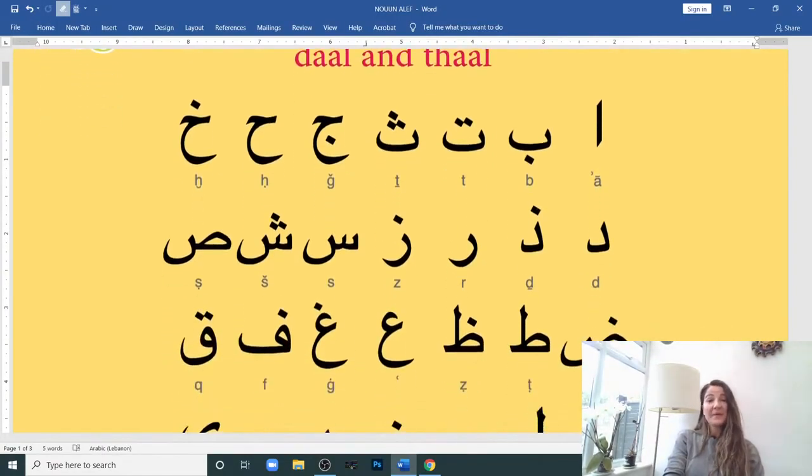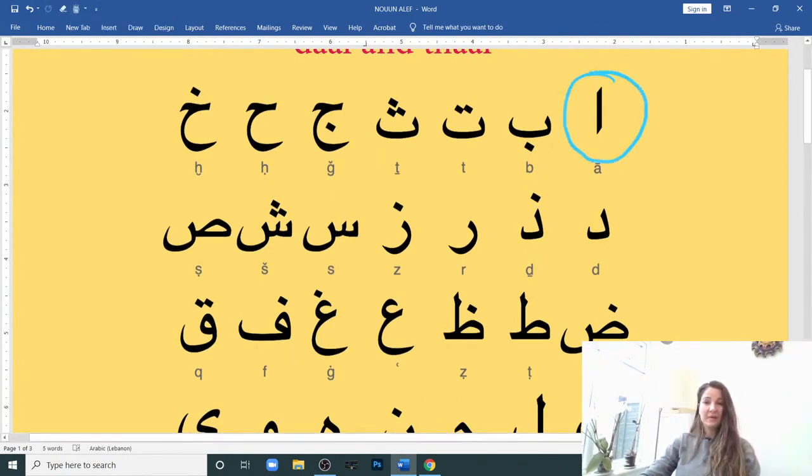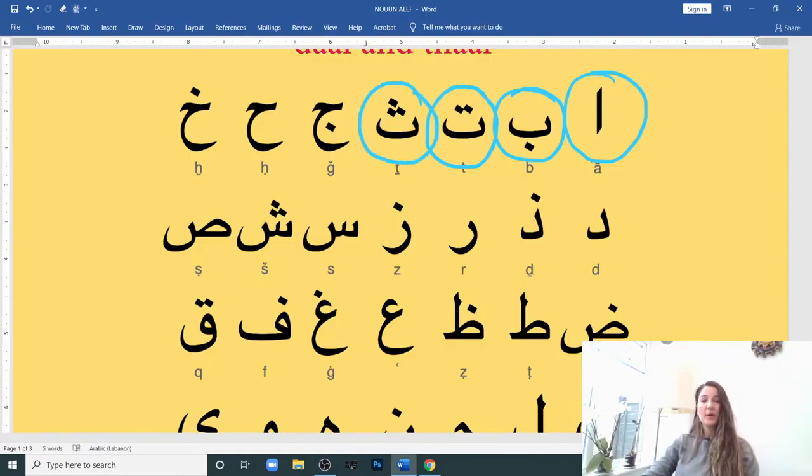Yalla, let's begin. I'm going to quickly recap, and I'm going to draw a circle around the letters that we already know, that we already did. We already did the letter alif. The name of the letter is alif. We did the letter ba or be. We can pronounce it be in Lebanese. That's the name of the letter. So it's the equivalent to the letter B. We did the letter ta, which is the T. We did the letter tha. You can remember the word thunder to remember this. So we did alif, ba, ta, tha.